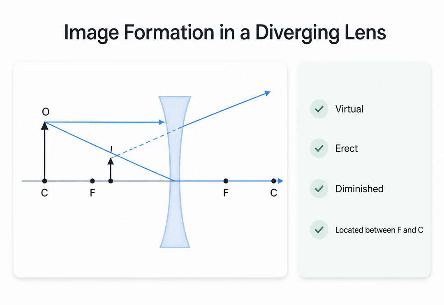For a diverging or concave lens, the story is much simpler. No matter where you place the object along the axis, the rays will always diverge outward. By tracing them back, they will always intersect to form an image that is virtual, upright, and diminished, meaning smaller than the object. These lenses are commonly used in spectacles to correct short-sightedness.